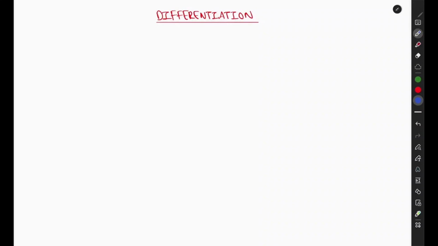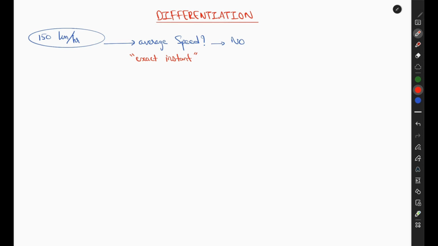We have just seen a fast bowler deliver a ball, and the speed gun flashes 150 km per hour. But wait, what does that number really mean? Is that the ball's average speed? No, that's the speed at the exact instant it left the bowler's hand.